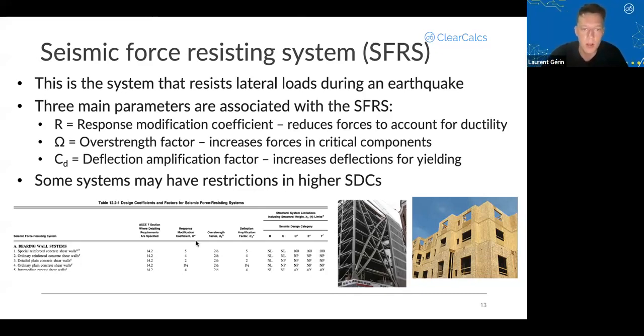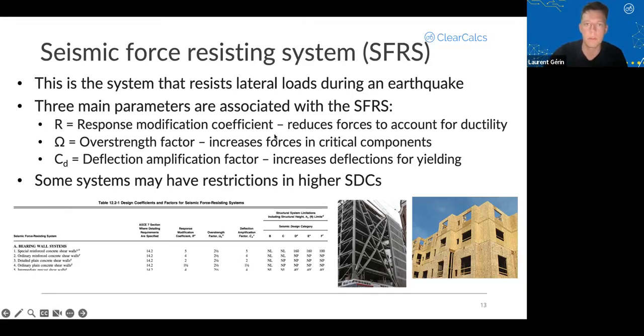What you'll notice as well is that the response modification coefficient goes from 4 to 5 when we're going there as well. So you get to use a new system that you can use in higher seismic areas, but you also kind of get a bonus here that your loads are probably going to be smaller when you're using that special system as well.